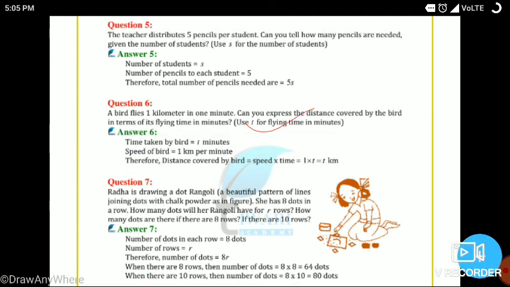Understood? Now see speed of the bird. What is the speed of the bird? So see in the question 1 kilometer in 1 minute, right? So we write here 1 kilometer per minute. So therefore the distance covered by the bird is equal to how much? So we just multiply speed with time. So speed into time is equal to 1 into t. 1 into t is equal to t kilometers. Clear? Okay.